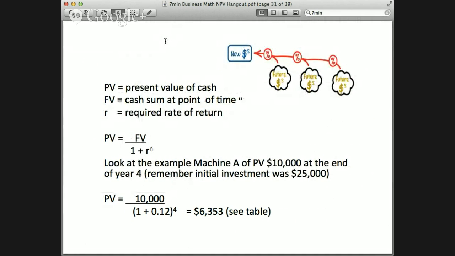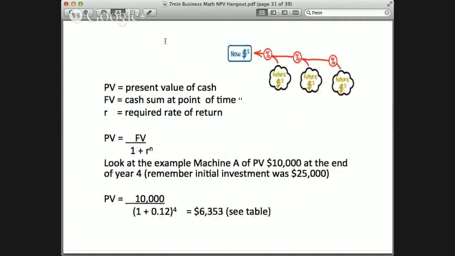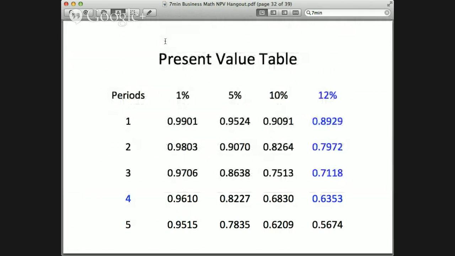So if we're looking at machine A, we've got $10,000 divided by 1.12, 4 times. Remember the table? We're looking now at a 4-year period at 12%, which is 0.6353 according to the table. That's what the calculation means. So the return in the first year, second year, third year, and fourth year is $10,000, and we're using the table to work that out. Fantastic.